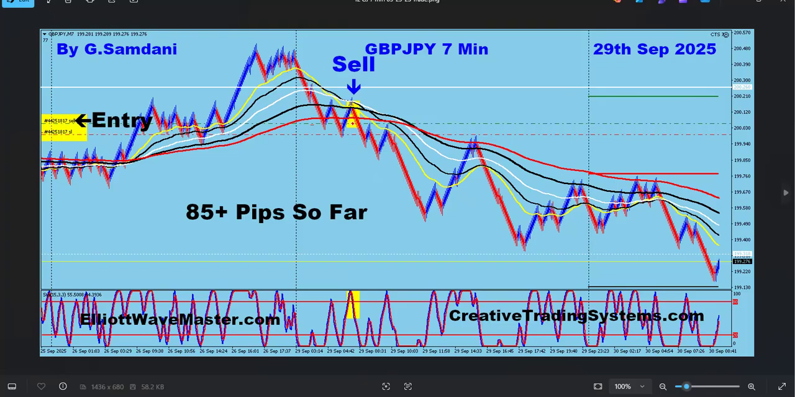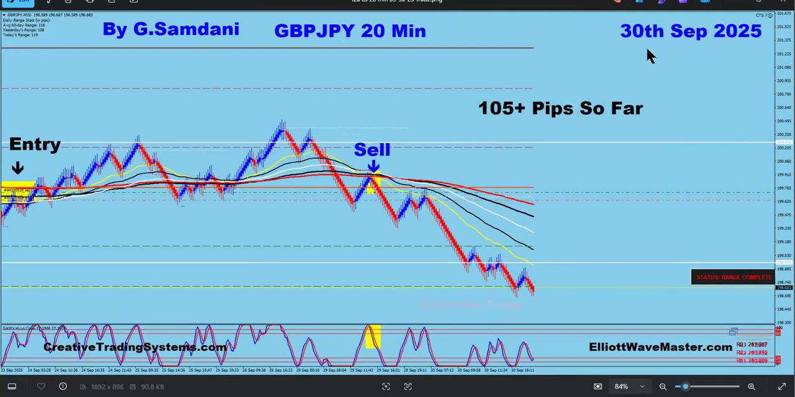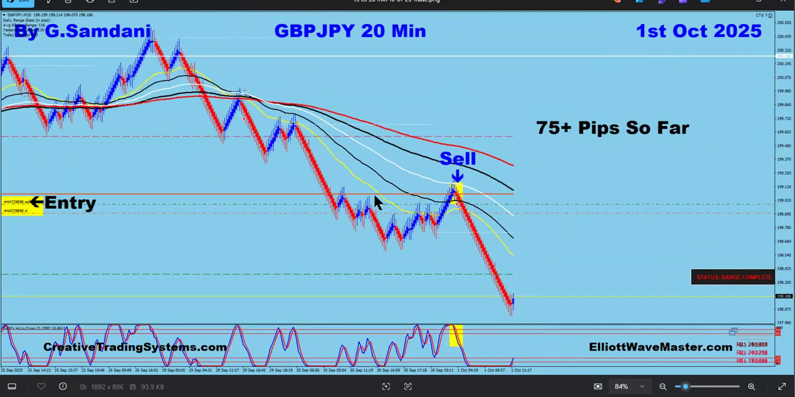So this is for 85 pips here, and then you can see the other one is on the 30th. From here all the way down here, the range was completed. I closed it for 105, and today again, this was closed. Then it went up, gave me another entry here, and I opened another trade and it went with the wind. Again, today's range was completed, and I closed the trade for another 75 pips.